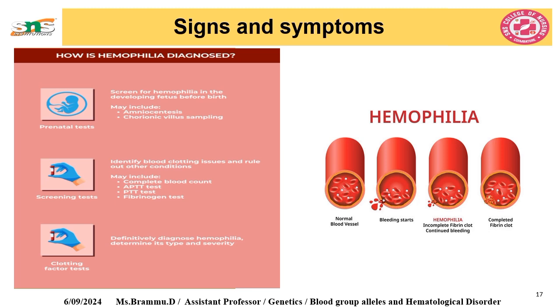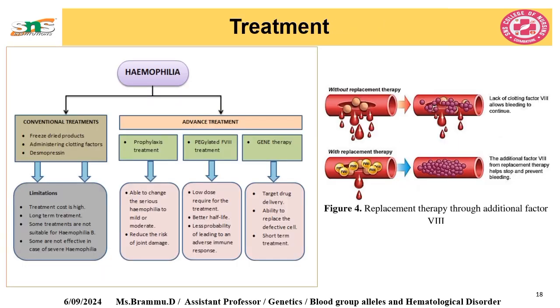In that we will be able to find out the Hb, as well as the Hct and RBCs. Then the APTT test, that is activated partial thromboplastin time, PT, that is prothrombin time, and the fibrinogen test. So these are the tests analyzed for screening of coagulation.